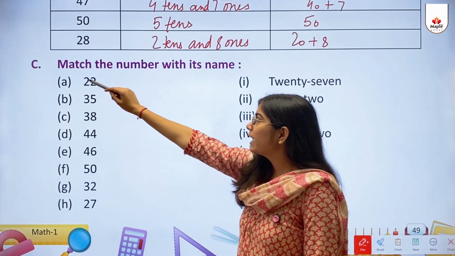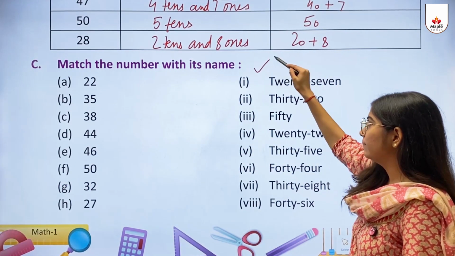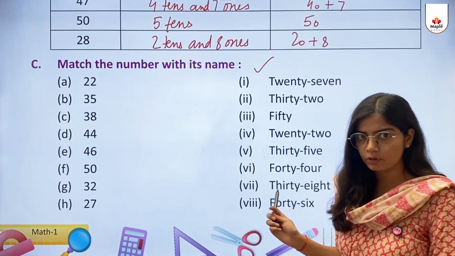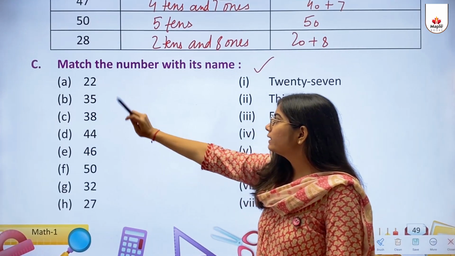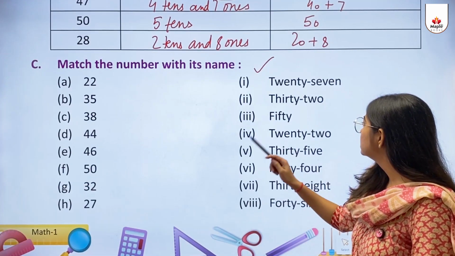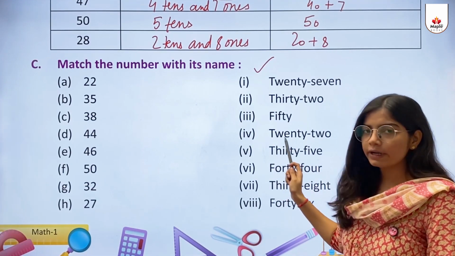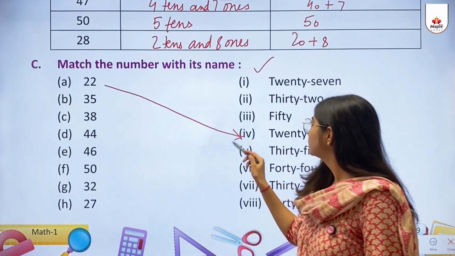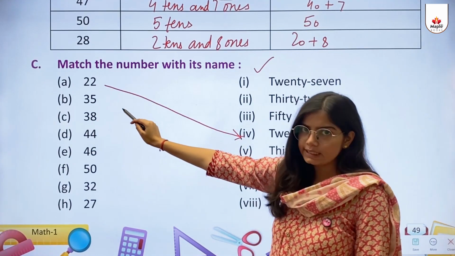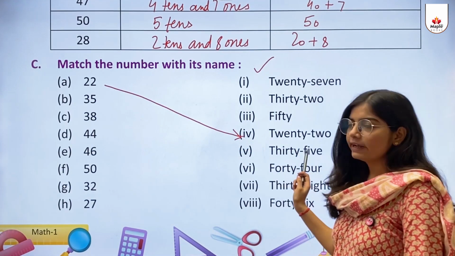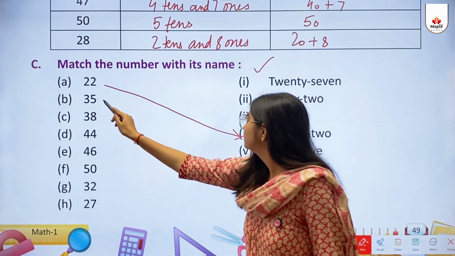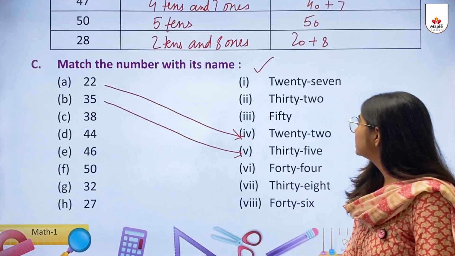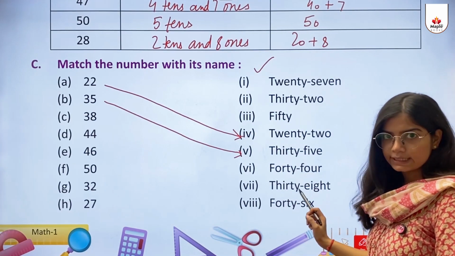Then we have C, match the number with its name. Okay, we have to match these numerals with its number name. Okay. A, 22. Now, fourth one is 22. Okay. Then B, 35. Fifth one is 35. Then C, 38. Now, seventh one is 38.